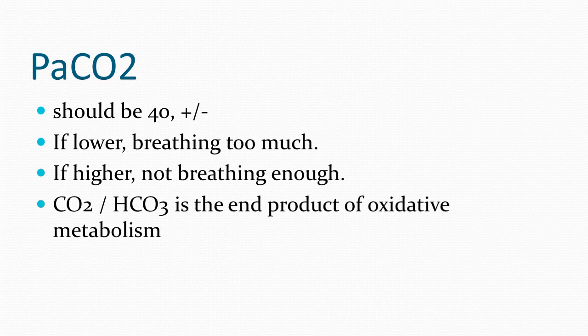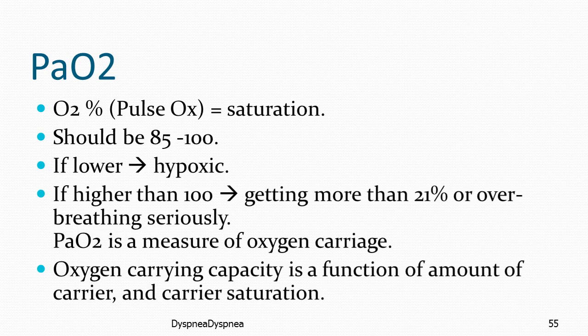CO2 and bicarbonate are the end products of oxidative metabolism. O2 percentage plus oximetry equals saturation, and should be 85 to 100; if lower, hypoxic; if higher than 100, getting more than 21% oxygen over the breathing, which is seriously concerning.